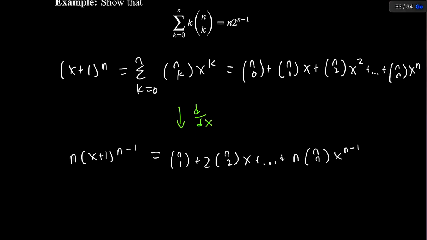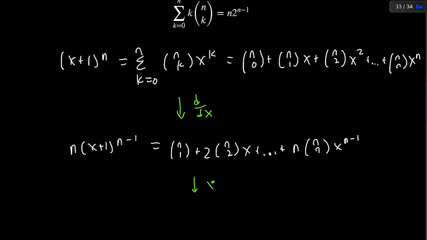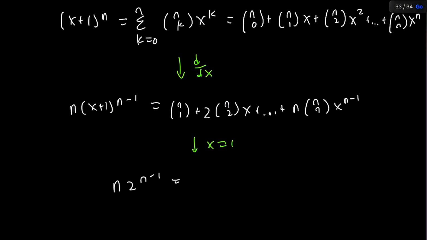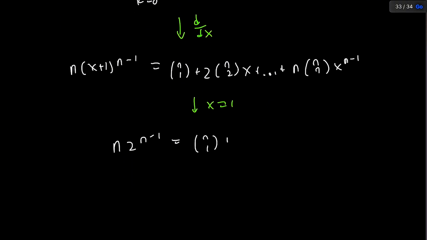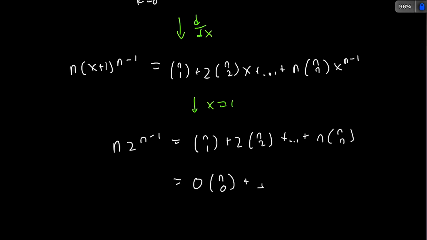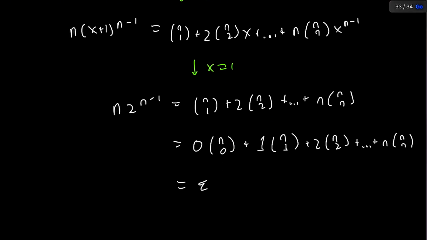Okay, this looks so close to our formula. All we have to do now is just plug in x equals 1, right? And then on the left-hand side, with x equals 1, we just get n times 2^(n-1). And on the right-hand side, we get n choose 1 plus 2 n choose 2, and so on, up to n choose n. Okay. And we can add back in the 0 term now, since it's just 0: 0 times n choose 0 plus 1 times n choose 1 plus 2 times n choose 2, and so on, up to n choose n. And this is exactly what we wanted to prove, right? This is exactly the sum from k equals 0 to n of k times n choose k.